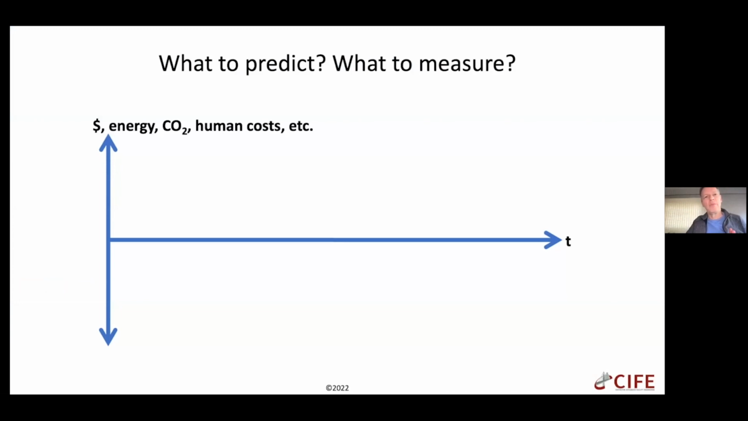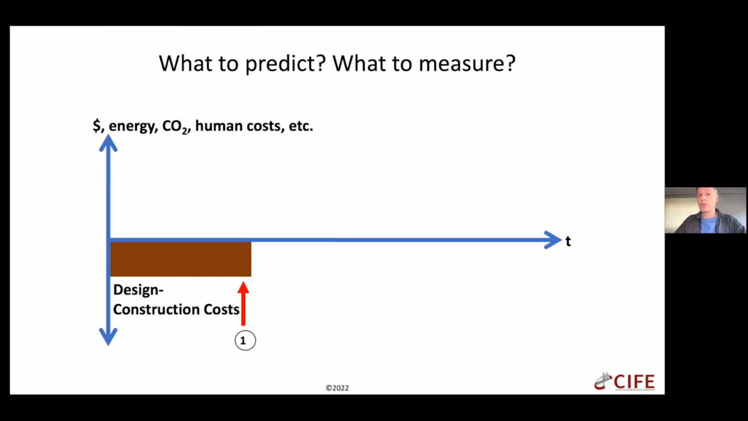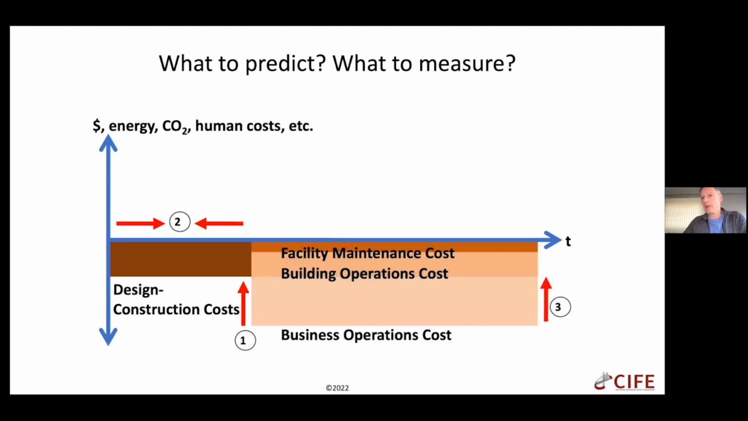One thing that has surprised me, I want to offer another framework, but it has actually surprised me because I haven't seen a situation where we actually have all of this data. But as you again think about what we need to predict, what we need to measure, what we need to manage, we need to, of course, manage the commercial energy, CO2, human performance related to our buildings. And for that, we need to pay attention to design and construction costs and design and construction duration. We need to pay attention to the facility maintenance cost, building operations cost, and the business operations cost.